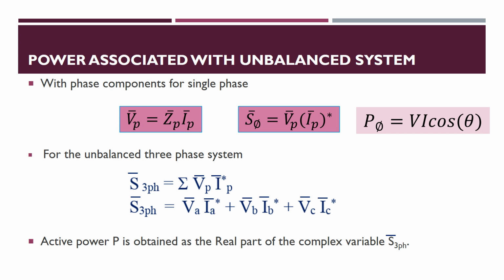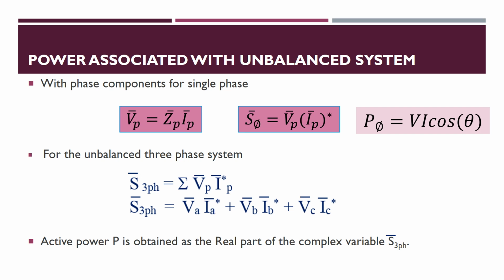So, power associated with the unbalanced system. With the phase components for single phase, you know that you may have this kind of equation. For the three phase unbalanced system, you have to multiply the phase voltage value by the conjugate of the phase current value. Then S three phase is equal to VA into IA star, plus VB into IB star, plus VC into IC star. Then you can calculate the complex power of the three phase power.